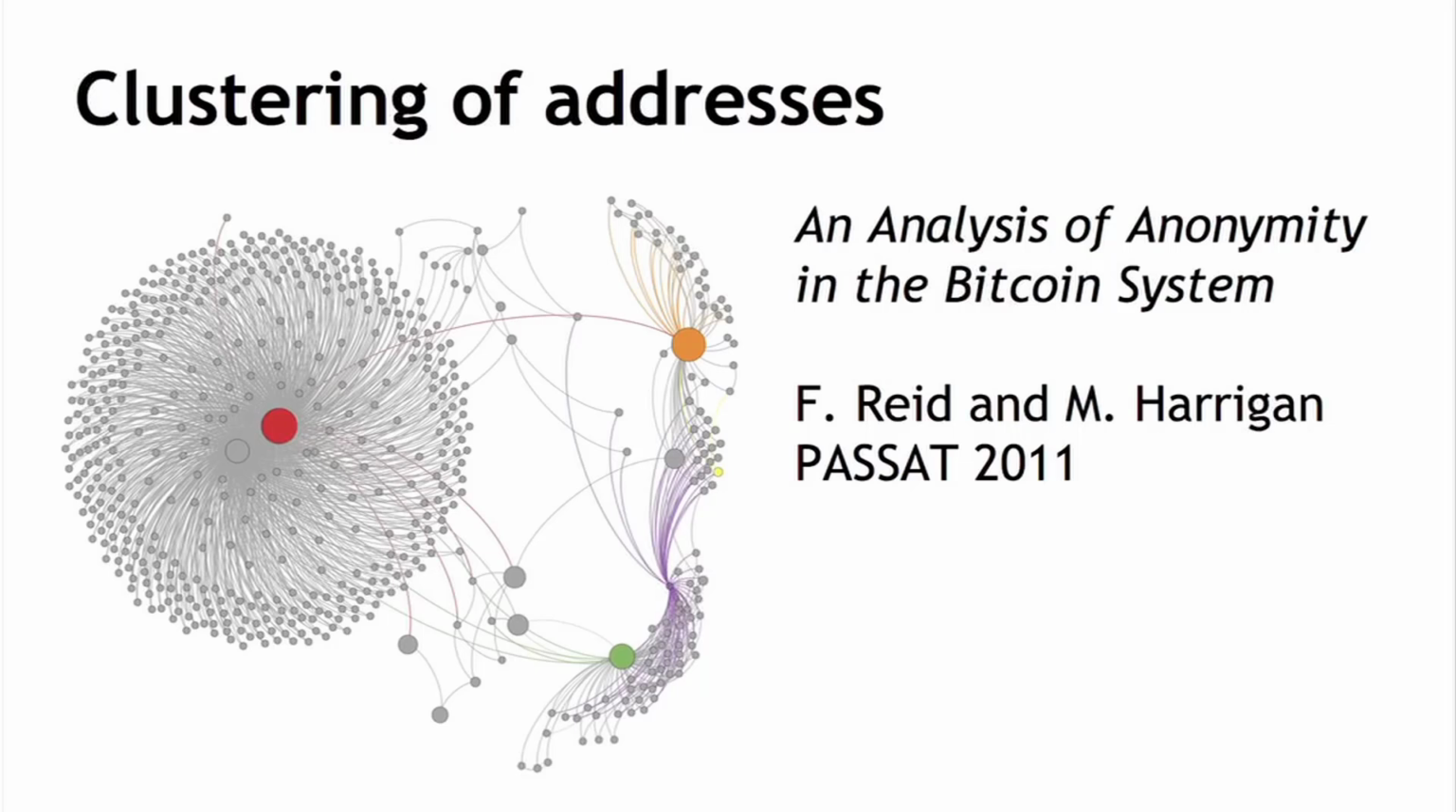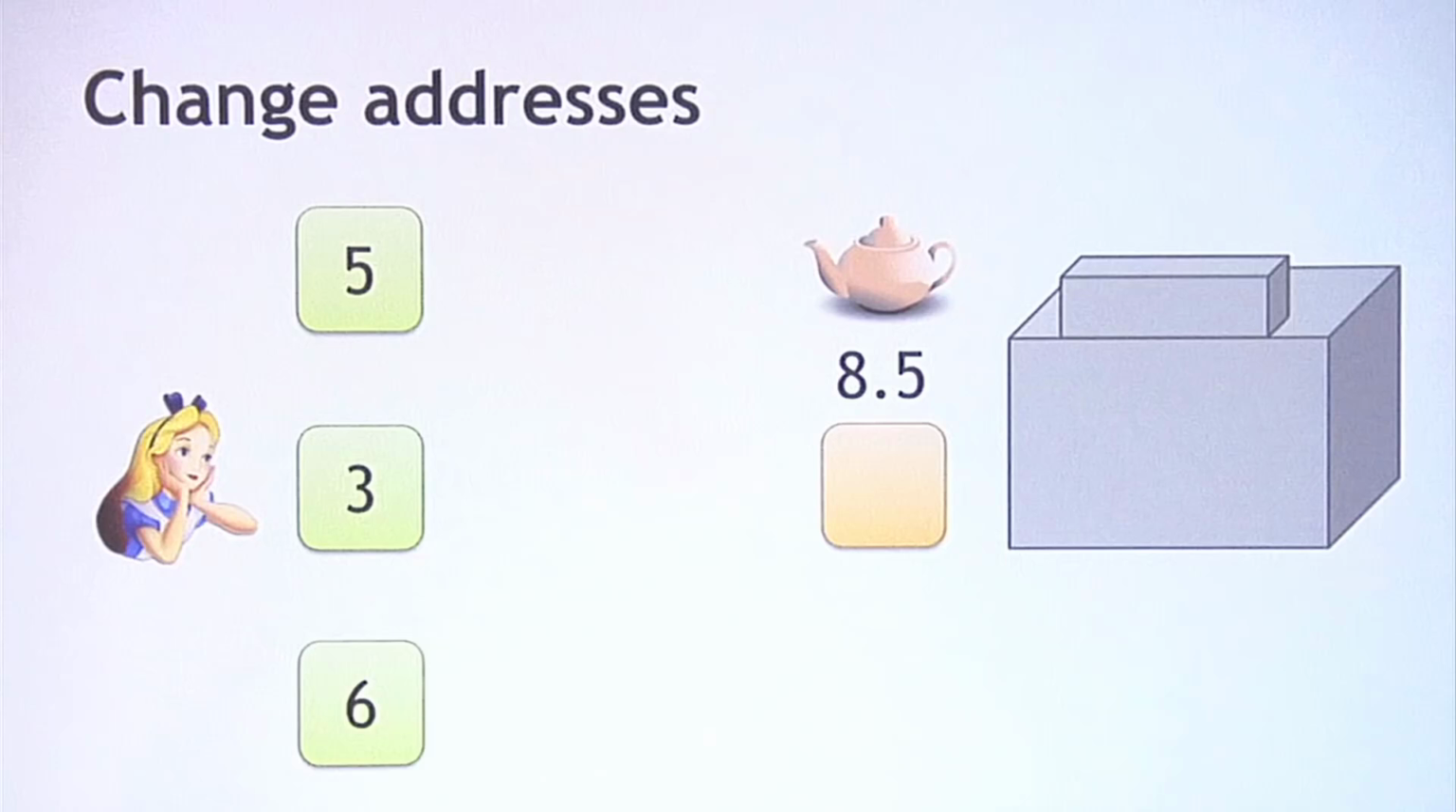I haven't yet shown you anything that allows you to link any of these clusters to real-world identity, but let's defer that question for a bit. Let's go back to the scenario of Alice and the teapot. So let's look at it again. Maybe the teapot has gone up in price to 8.5 centibitcoins. So what is Alice going to do now?